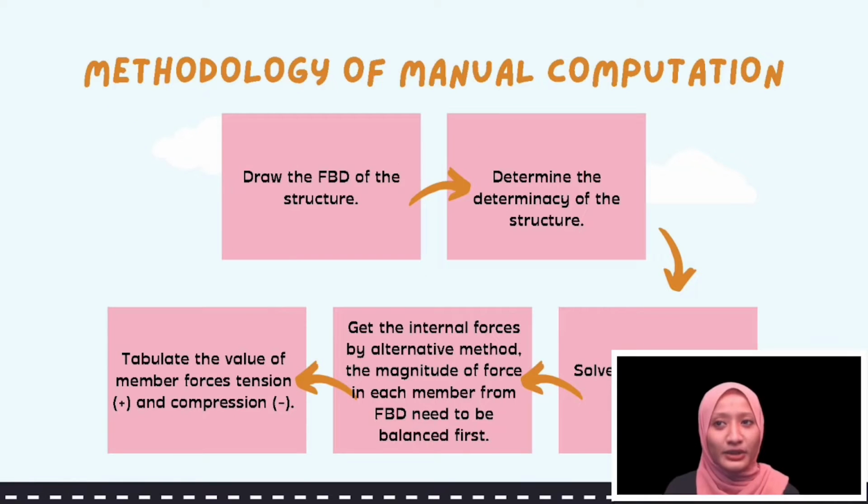I will be presenting about the method that we decided to use for manual calculation, which is the alternative method. It is easier than the method of joints and method of sections. Firstly, draw the FBD of the structure and then determine the determinacy of the structure. The third step is to solve the reaction of the supports A and I. Then to get the internal forces, we need to make sure they are balanced. Lastly, tabulate the value of the forces and then determine whether it is in compression or in tension.